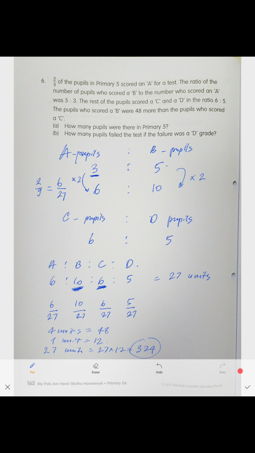Okay? But now they're asking you how many pupils failed the test with the grade D, right? This is your fraction, or this is how many units, right? So you can count it. If it's a unit, then you do 5 times 12 and it's 60. If it's a fraction, you can calculate the fraction of the total pupils, right? And you will also get 60, all right? This one seems easier, so you can go this way. 60 pupils failed the test. All right.